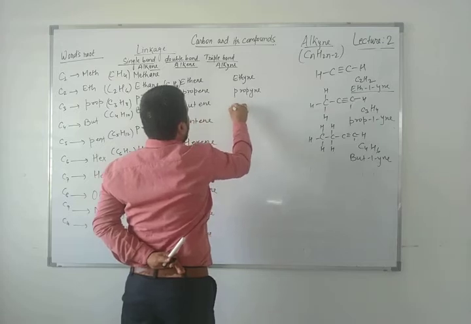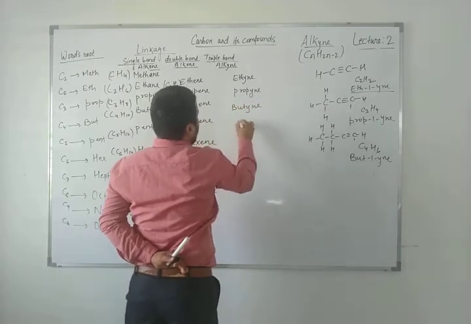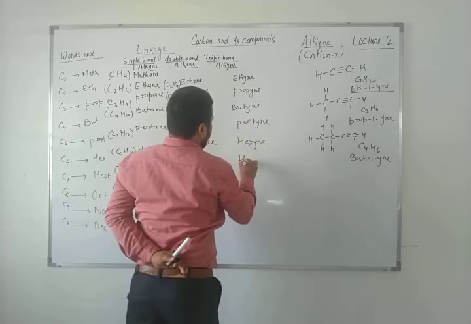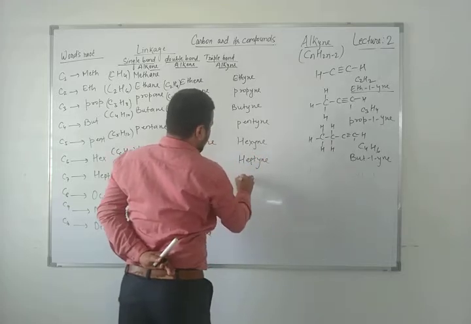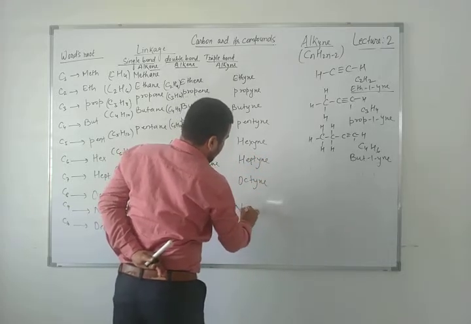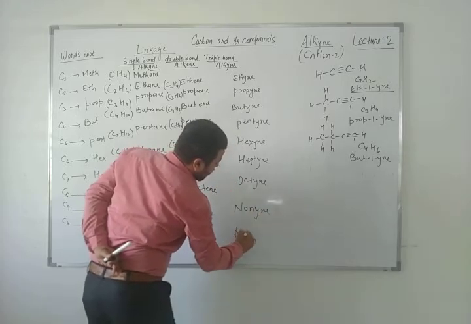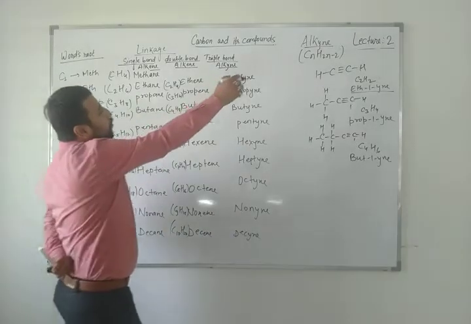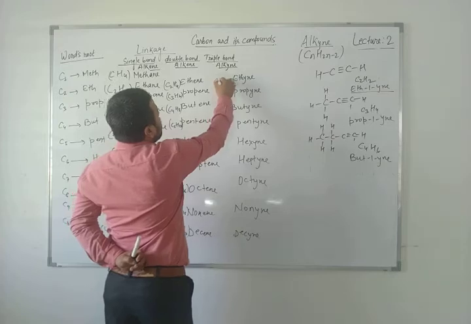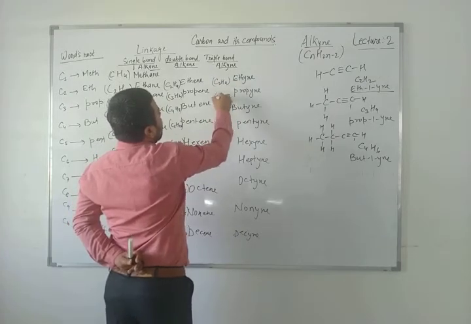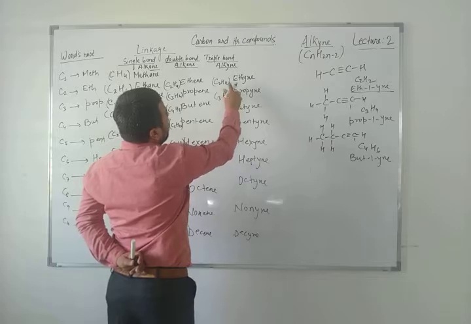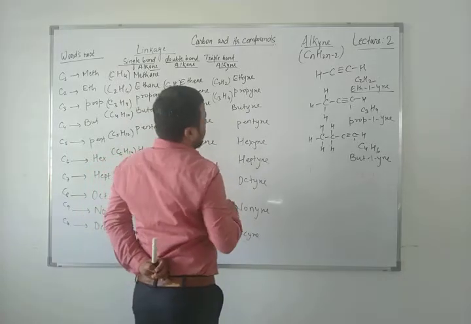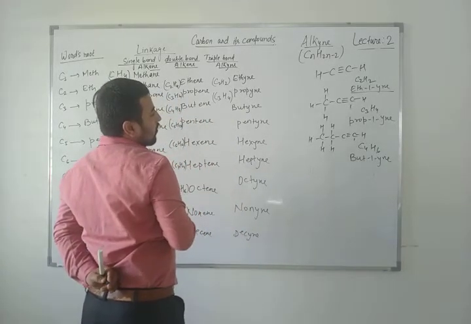Propyne, butyne, pentyne, hexyne, heptyne, octyne, nonyne and decyne. So what have you seen? You have seen the single bond, double bond, triple bond, and the chemical formula CnH2n minus 2: C2H2, C3H4, C4H6, and after that C5, what will be there?